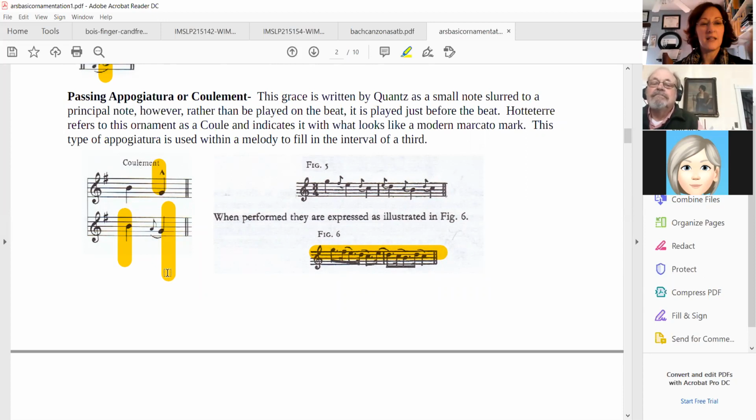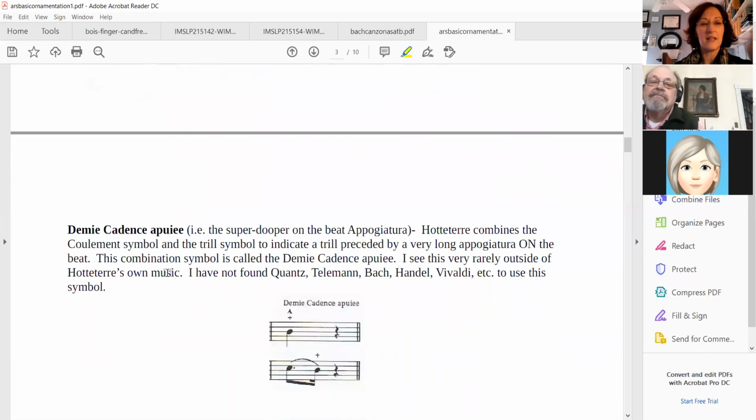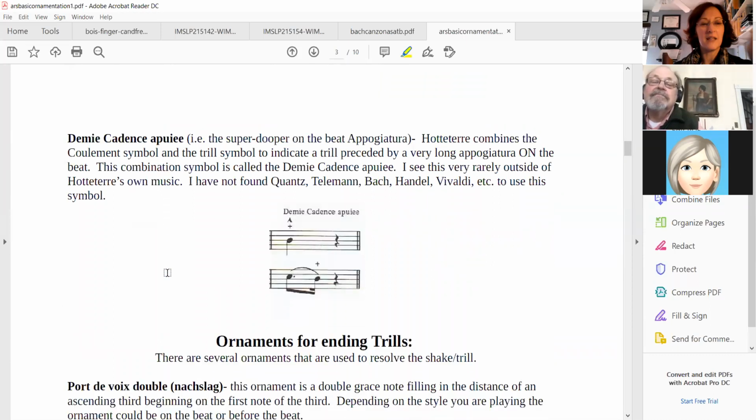kind of gets you a little bit of a little dancey kind of feel to it, as opposed to the appoggiatura that we just talked about, the accented appoggiatura. That's going to give you a very different kind of sound. That sounds kind of square. Yeah, you want that little dancey feel. So are we good on the coulement, or the passing appoggiatura? We're good. All right. If anybody has questions, just type them, chime in.